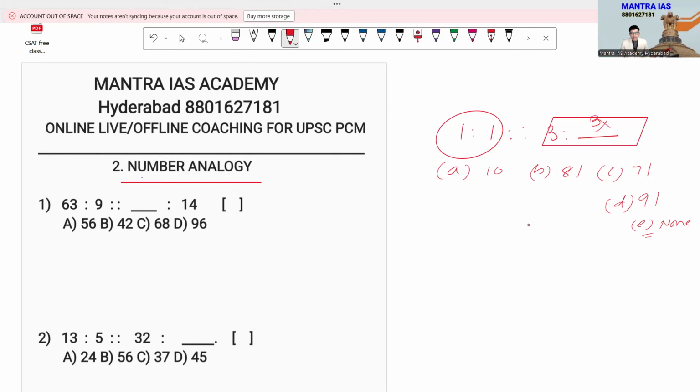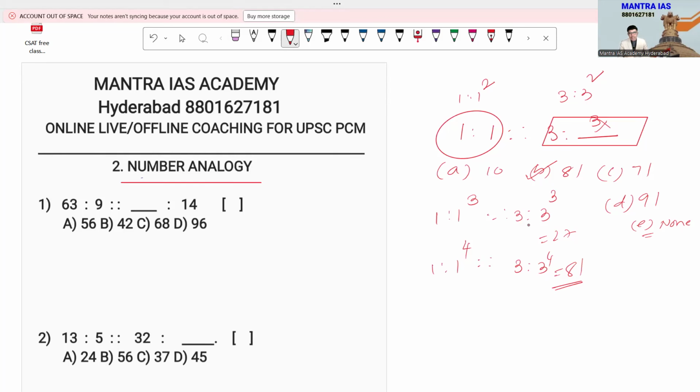For example, if it is 1:1 square, then is it 3:3 square? No, 9 is also not there. If it is 1:1 cube, then 3 cube, and the value of 3 cube is 27. That's also not there. Then 1:1 to the power of 4, and 3 to the power of 4. How much is 3 to the power of 4, friends? That's exactly 81. So the answer for this is option B.